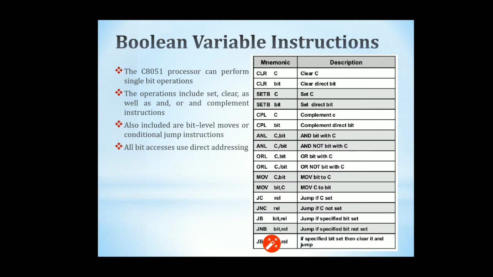The next group of instructions is Boolean variable instructions. In these instructions, the 8051 processor can perform single bit operations. The operations include set, clear, as well as OR and complement instructions. Also, it includes bit level moves or conditional jump instructions. All bit access uses a direct addressing mode.